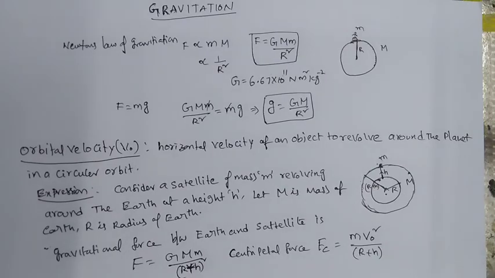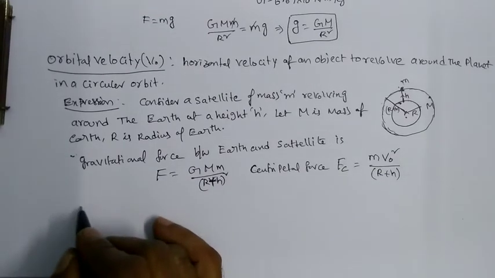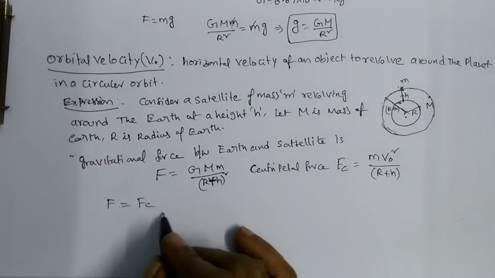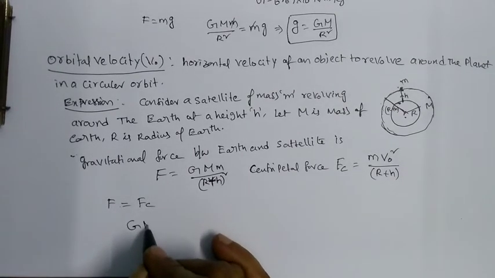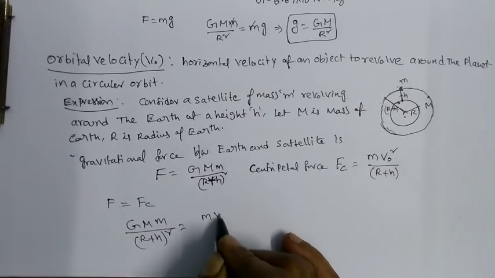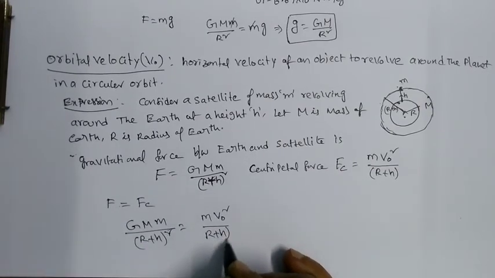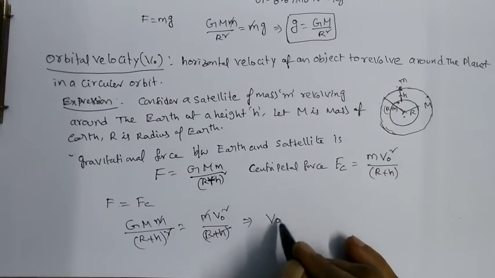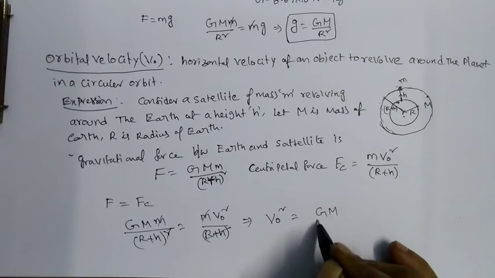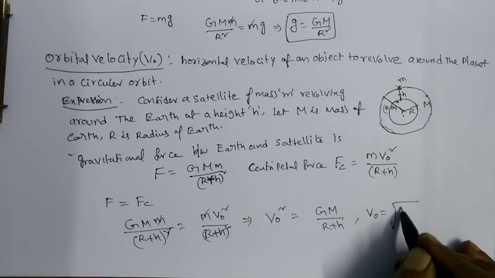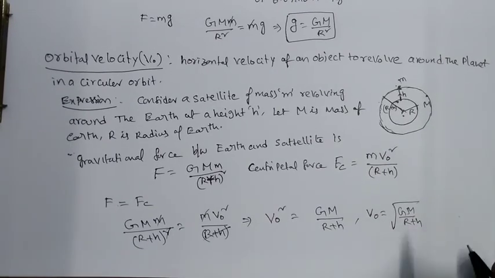Now equating these two, what will you get? At equilibrium, F gravitational is equal to F centripetal. So what will you get? G M m by (R plus h) whole square is equal to m v naught square by (R plus h). One small m cancels, one R plus h cancels. What you will get? v naught square is equal to G M by (R plus h). Simply, v naught is equal to under root of G M by (R plus h).